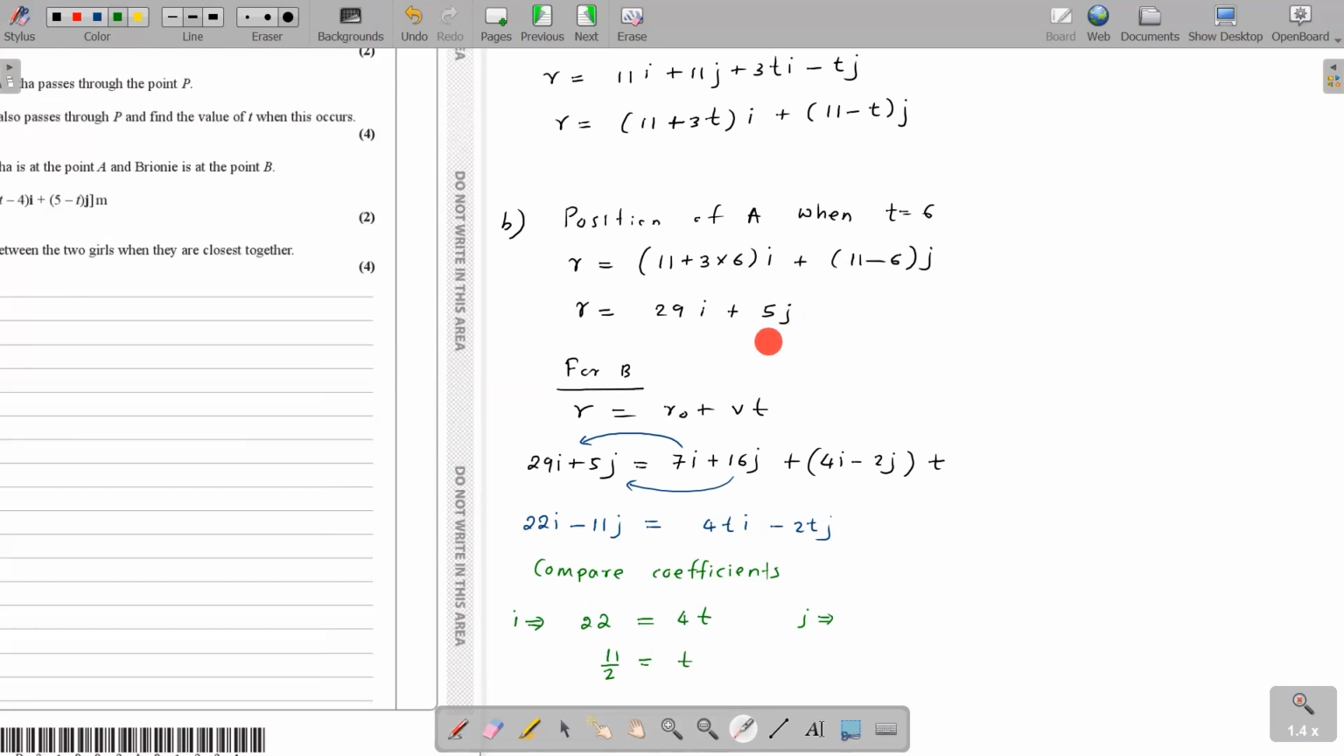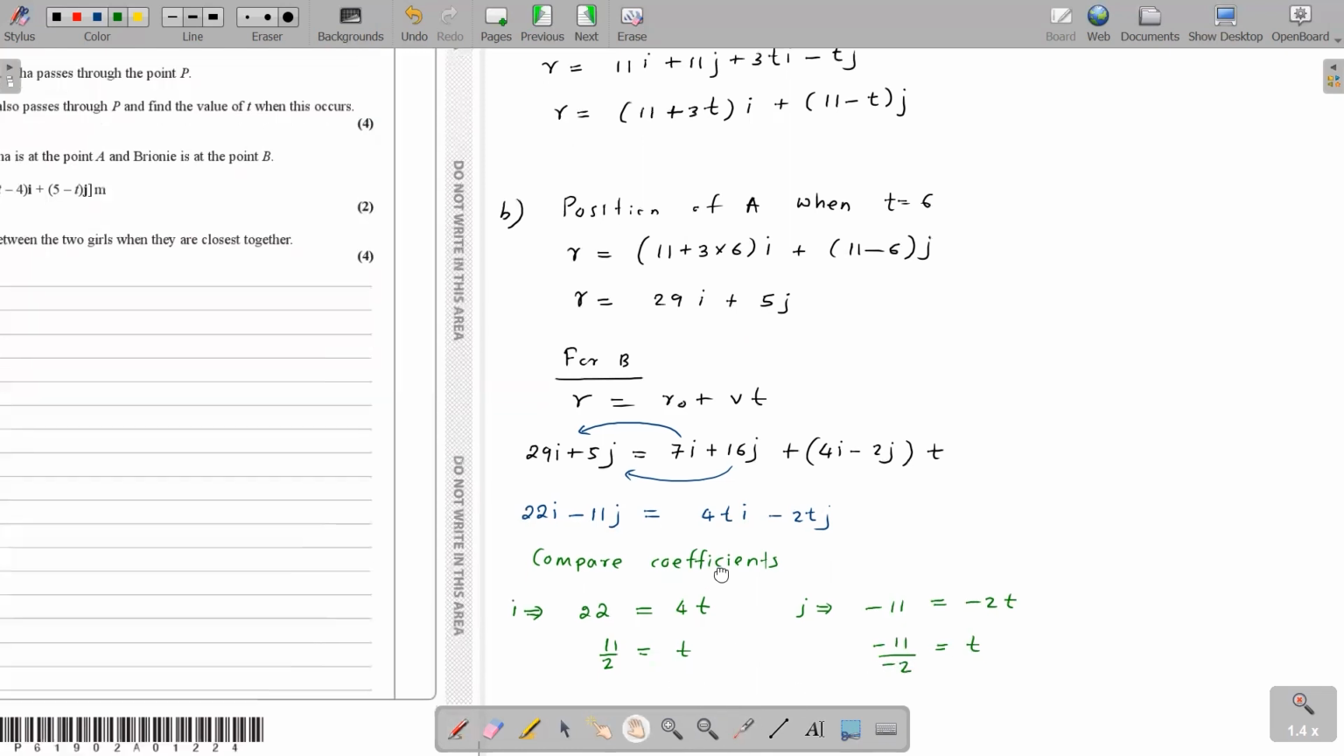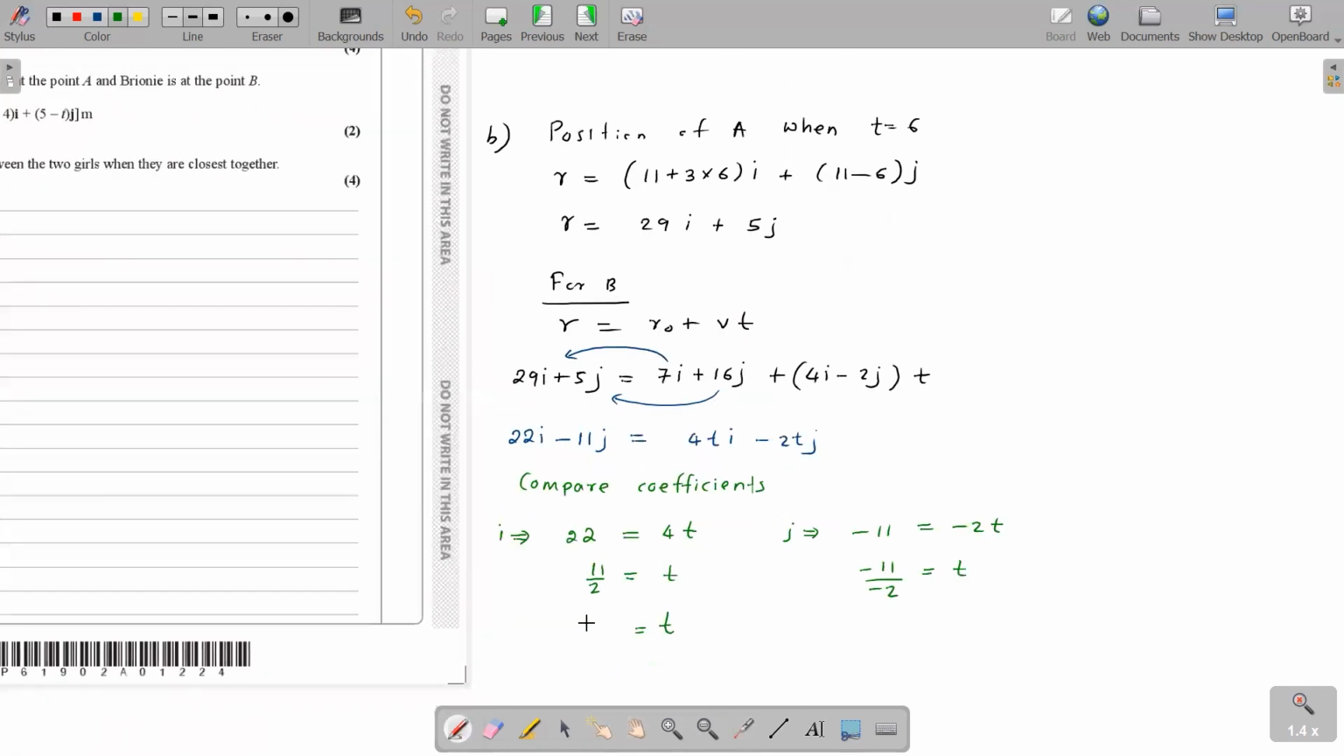If you're passing through this point, then the t values must be the same when you compare i and compare j. If you get two different t values, it means the particle won't pass through this point. Compare for j also: minus 11j equals minus 2tj. So you can clearly see t equals minus 11 divided by minus 2, which is again 11 over 2. Both of them are 5.5. Agreed?